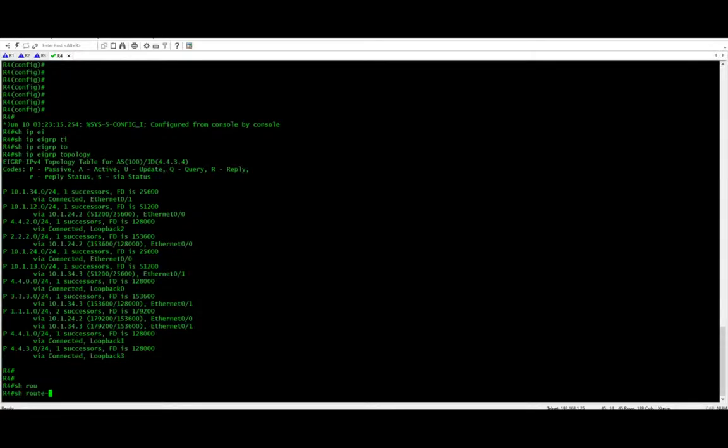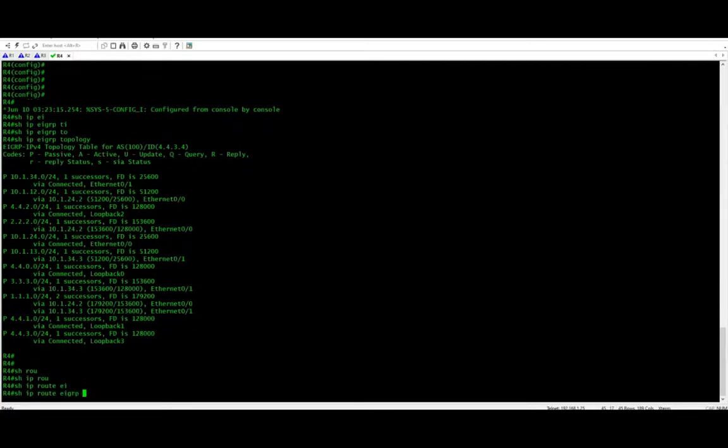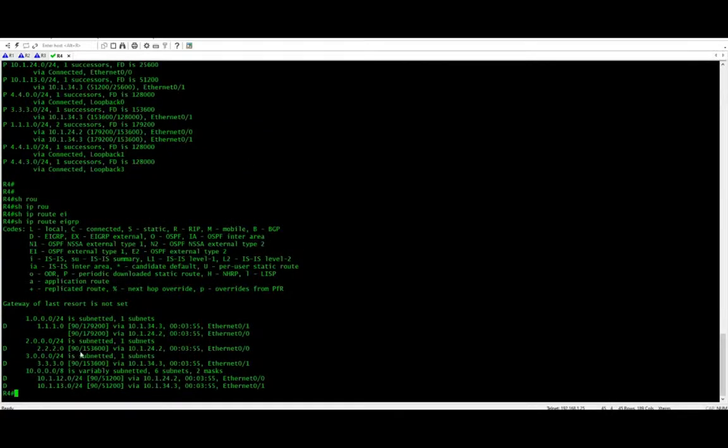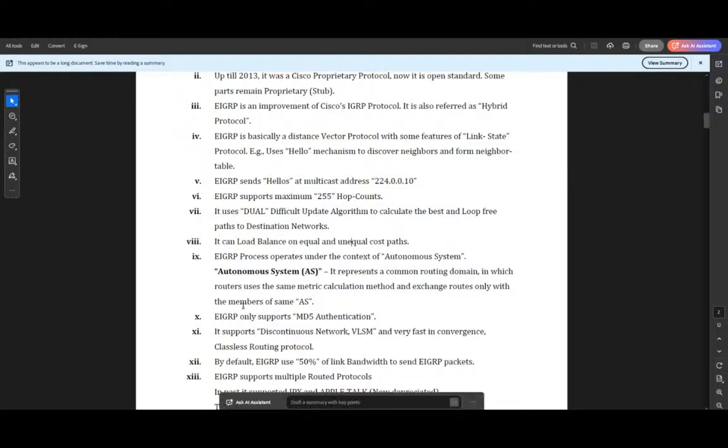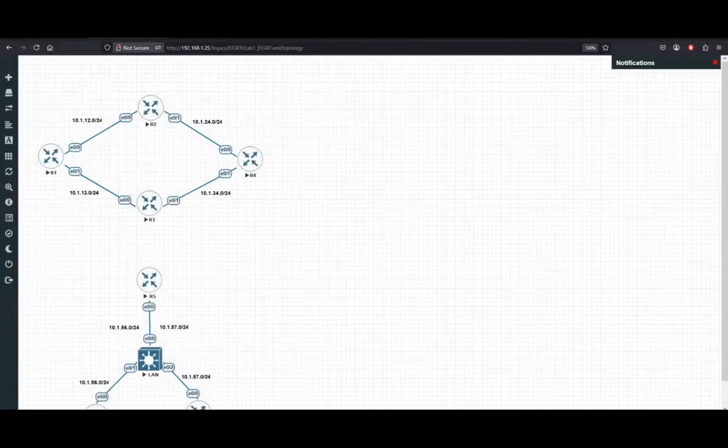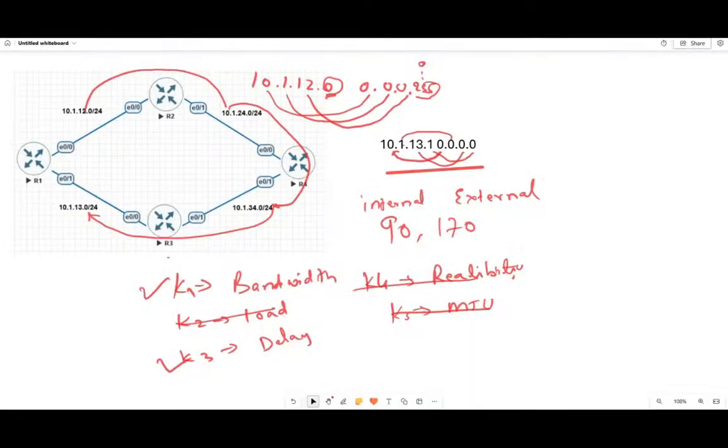So show ip route eigrp: the best path is put into the routing table from the topology table by using the diffusing algorithm, the DUAL algorithm. EIGRP uses the DUAL algorithm. It can load balance on equal cost and unequal cost also, but you have to give the command. By default, it is not enabled.